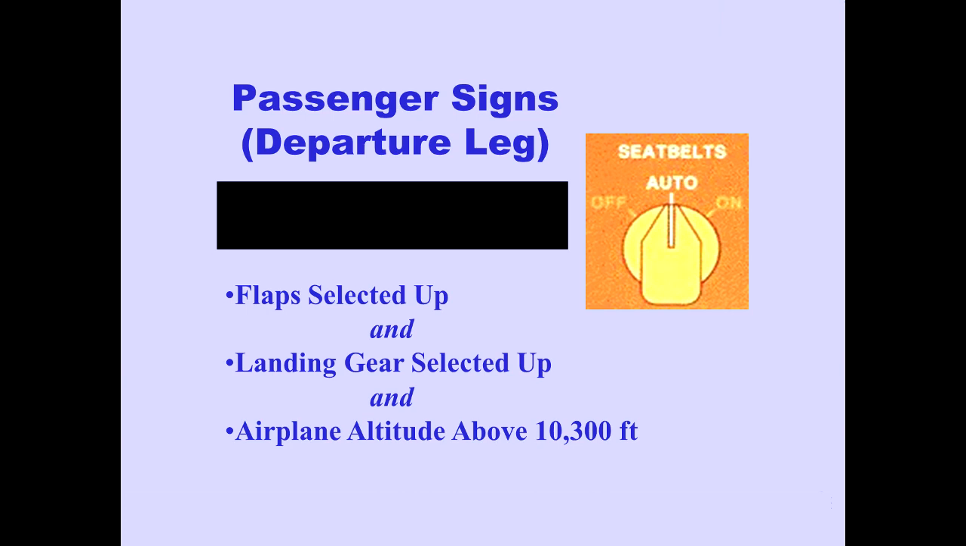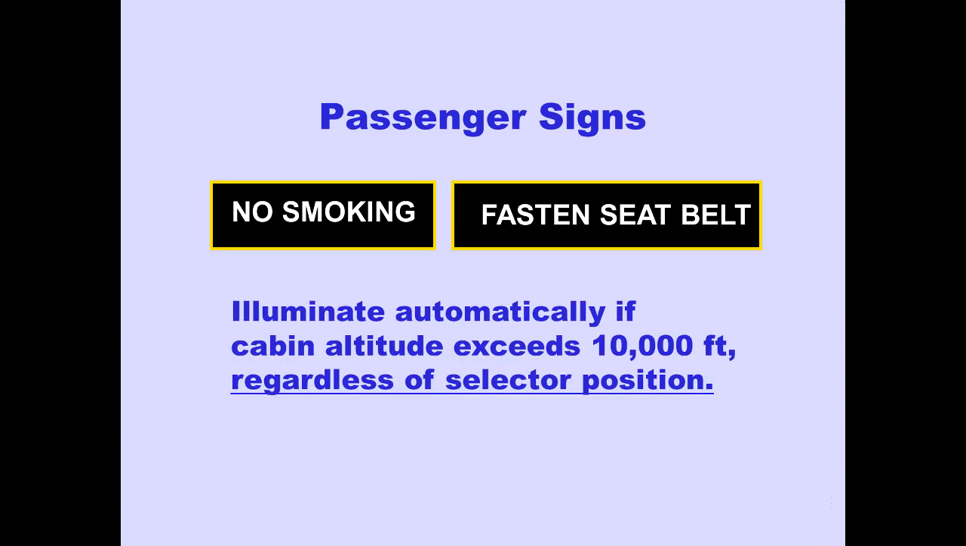With the fasten seatbelt sign selector in auto, the fasten seatbelt signs automatically extinguish during climb out when the flaps and gear are selected up and airplane altitude is above 10,300 feet. The no smoking and fasten seatbelt signs illuminate automatically when cabin altitude exceeds 10,000 feet. This occurs regardless of selector position.